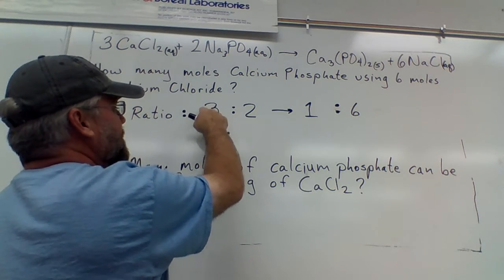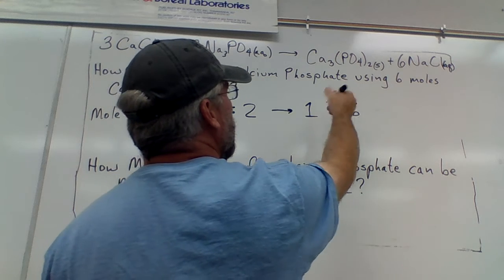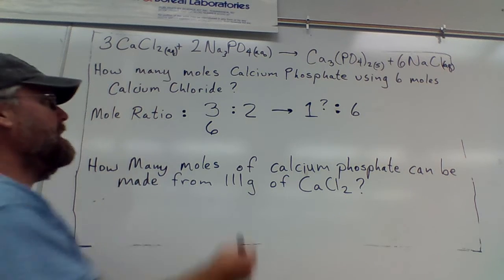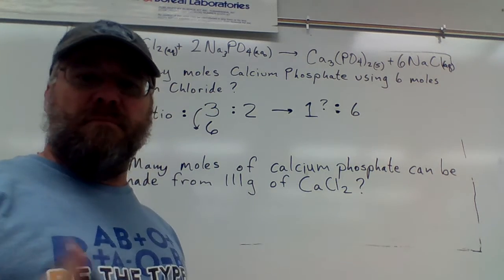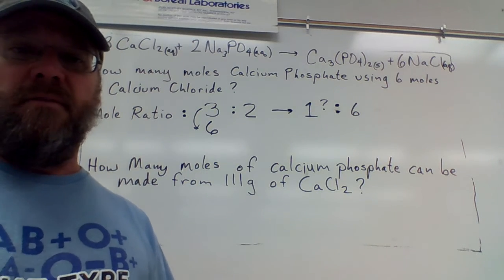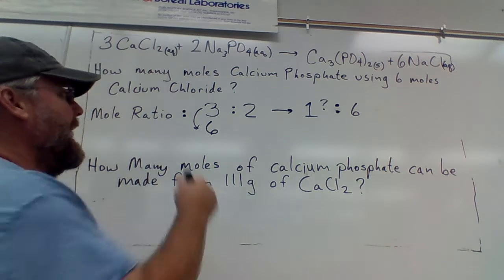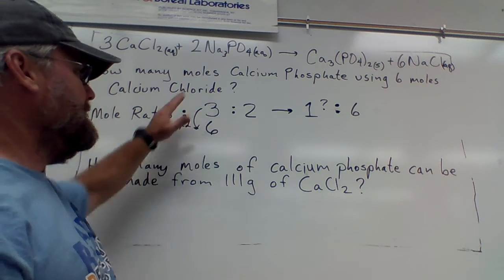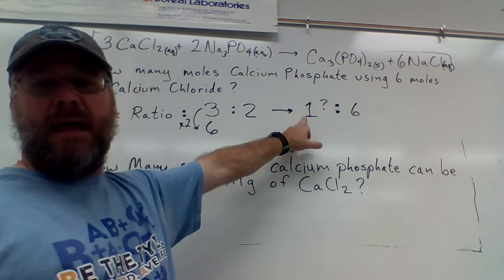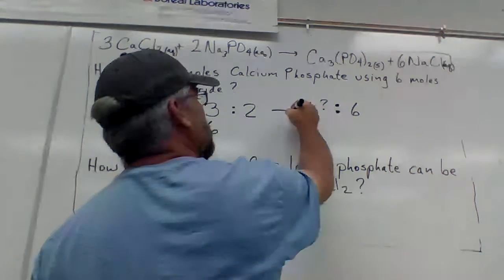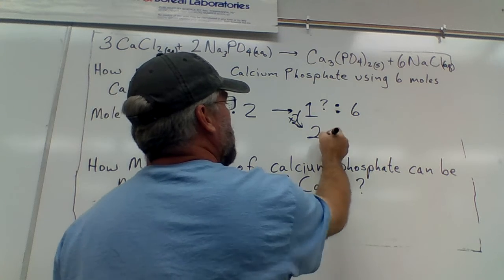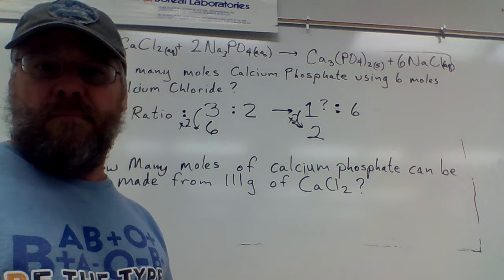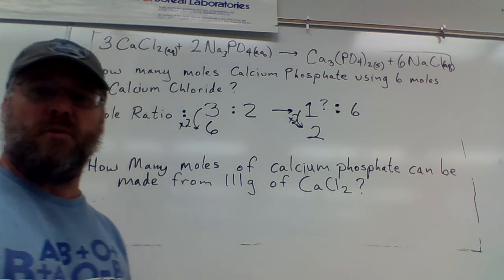So if we have 3 to 6, and we want to know how many of these guys we're going to make, what I do is figure out how I go through either multiplication or division from 3 to 6. How do I go from 3 to 6? I multiply by 2. 3 times 2 gives me 6. So what am I going to have to do to this one? I'm going to have to multiply it by 2. And so I'm going to get 2 of the calcium phosphates by using 3 of the calcium chlorides.